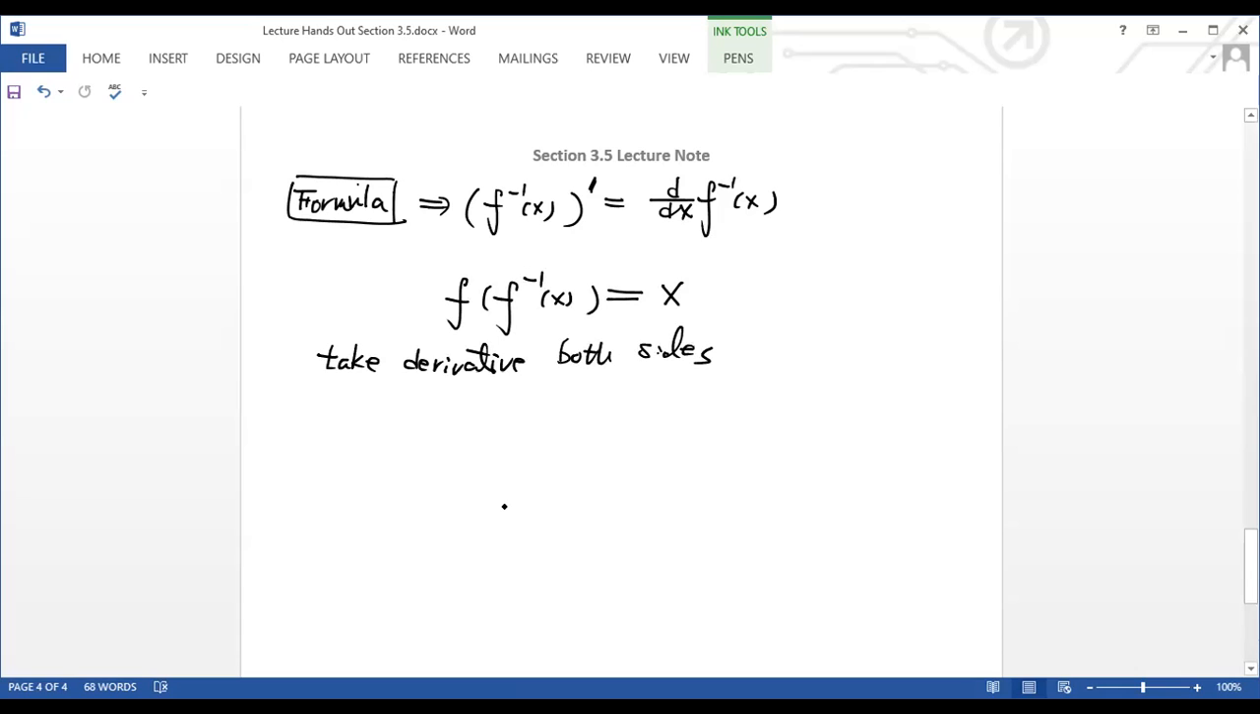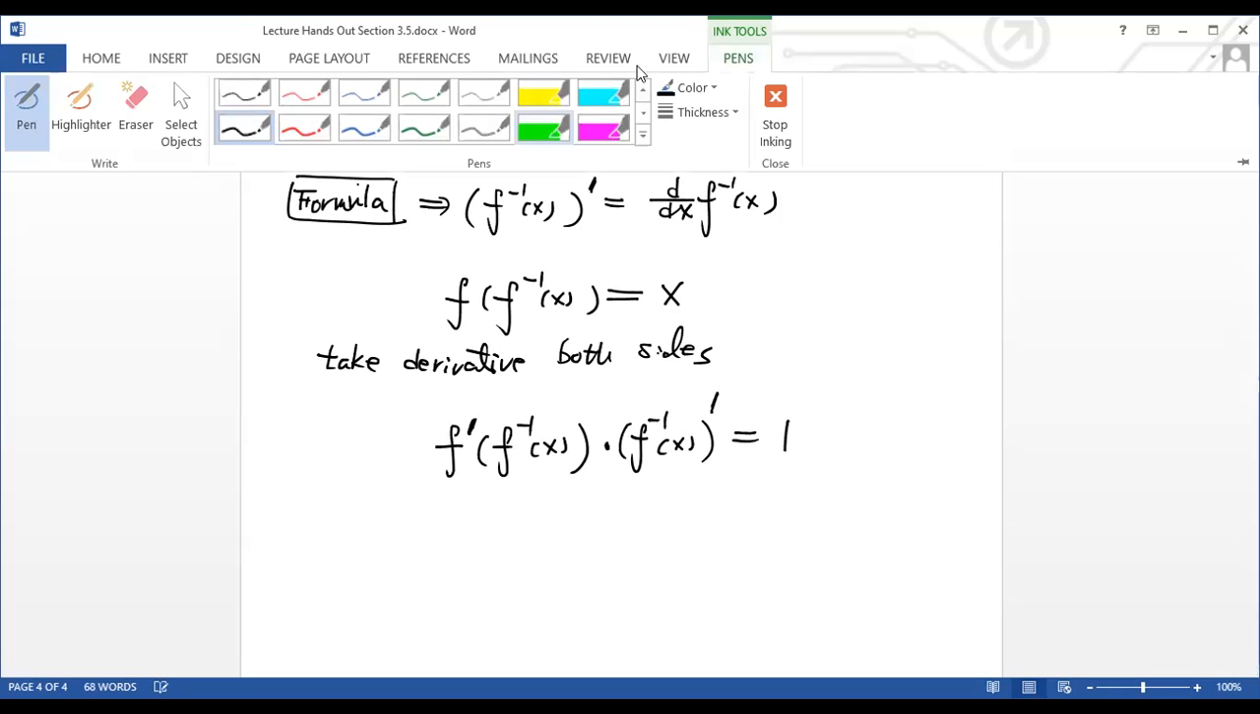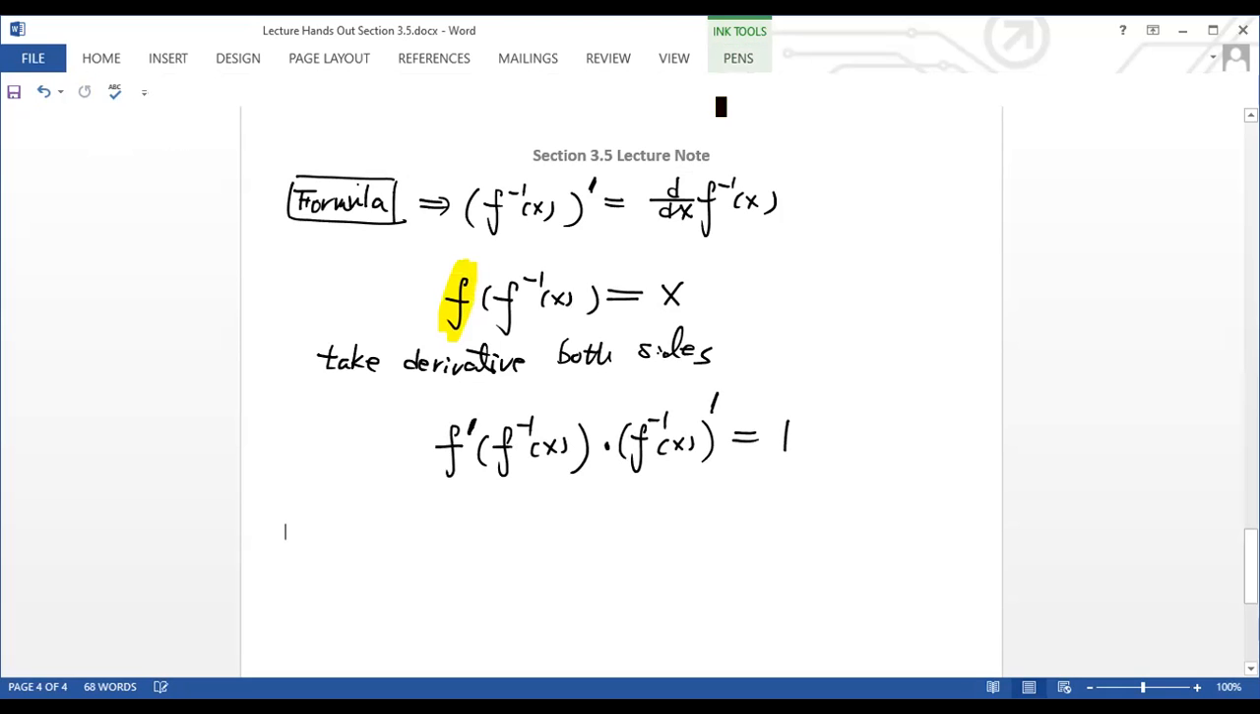Okay, so when you take the derivative of both sides here, you need to choose the first layer: f prime. So you say f prime of f inverse of x. Then the chain rule gives the second layer, which is the derivative of f inverse of x, and that is equal to 1. So this is my first layer, and this is my second layer. When you take the derivative on both sides, this is the chain rule.